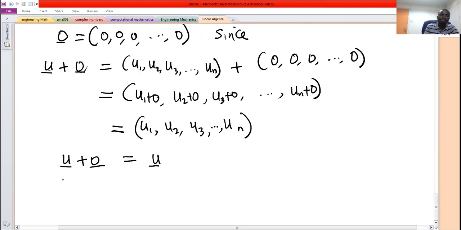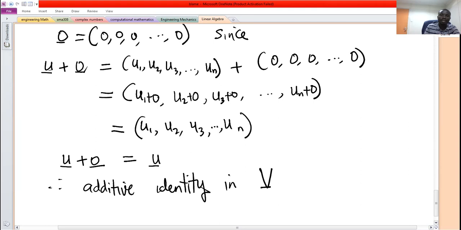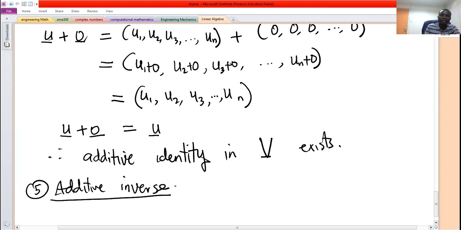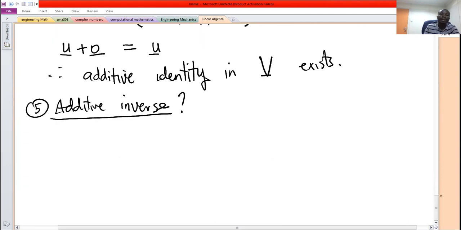So therefore, additive identity in this bigger set V exists. Number 5, additive inverse. Does additive inverse exist for this set V?